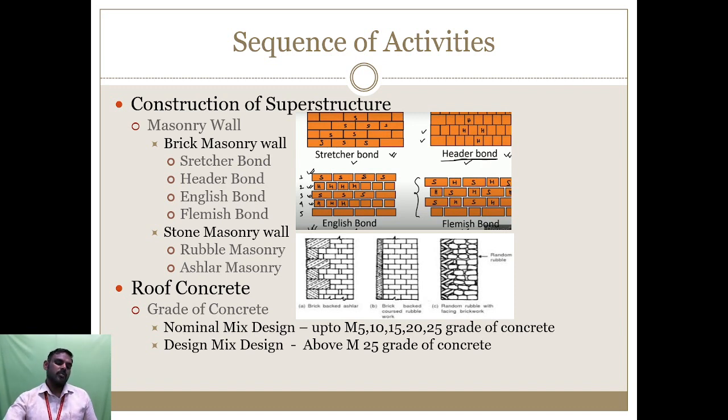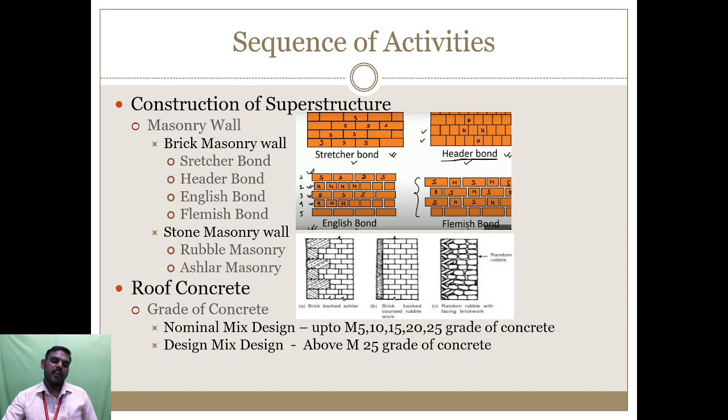Okay, right. For the roof concrete, grades are fixed based on the concrete. There are two different types of mix design: nominal mix and design mix. Nominal mix covers up to M25 grade of concrete, which will come under nominal mix design. Okay, design mix means above M25 grade of concrete.